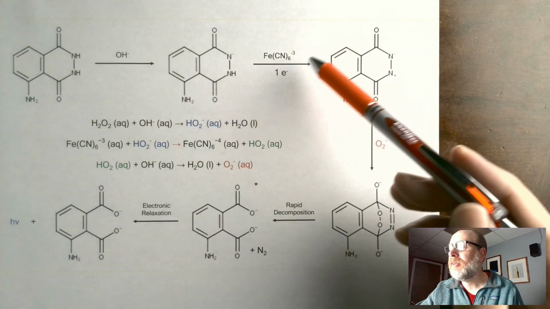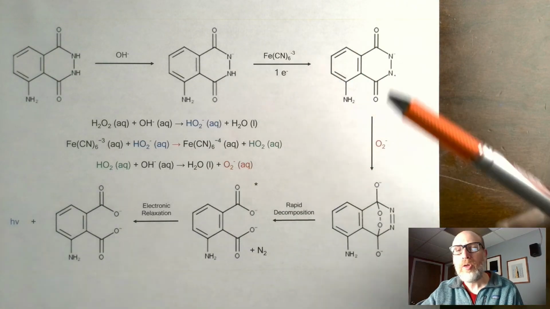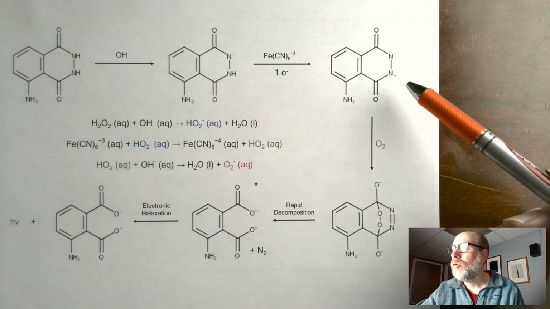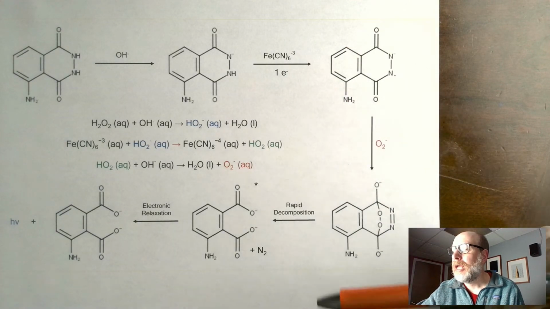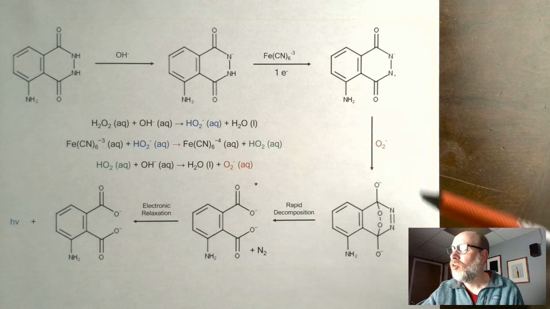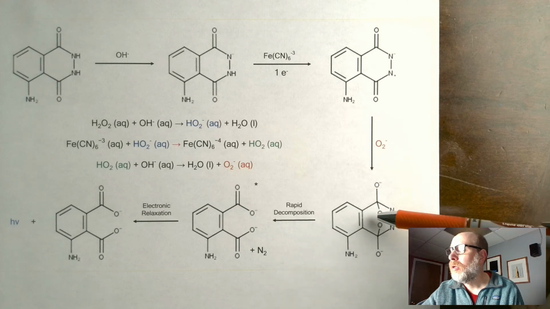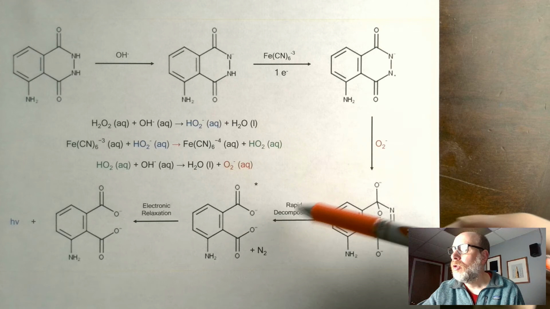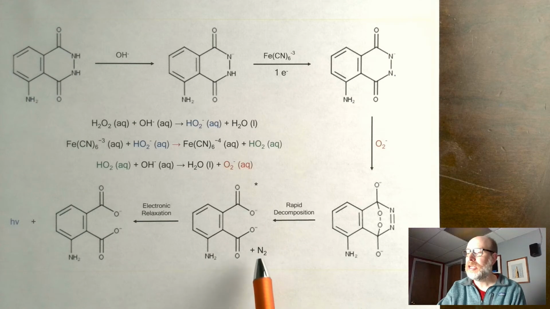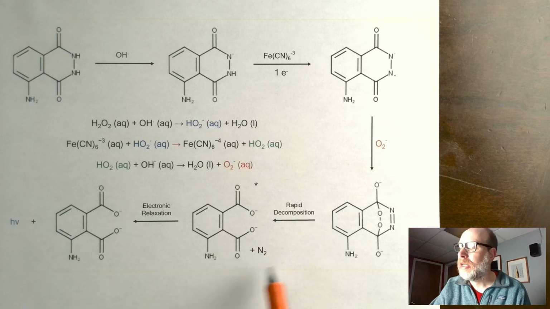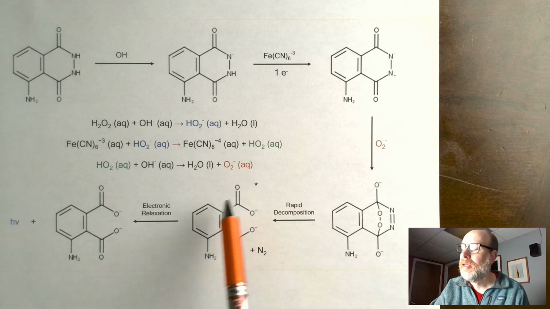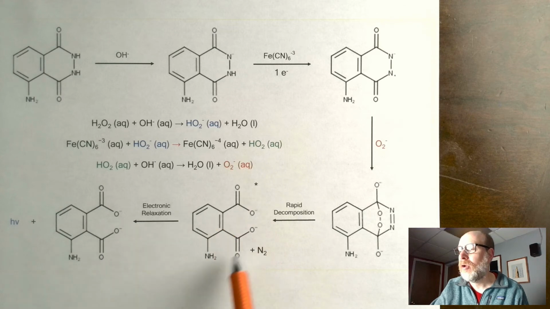Then we have the ferrocyanide, which we said was a charge transfer reagent, and here it's going to inject an electron into the system. Then we get a reaction with what's called a superoxide species to form this oxygen bridging compound, which decomposes very rapidly to produce nitrogen gas. And when the nitrogen gas goes away, we are left with this product, and it's got a little star here, where the star indicates that the product has electrons in the excited state.